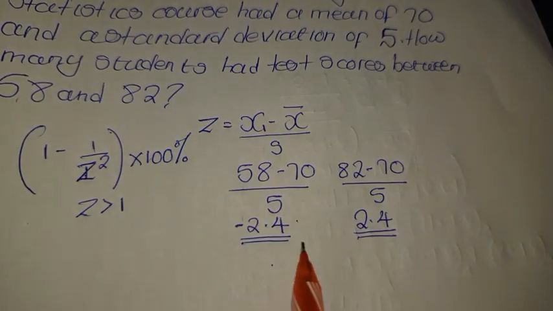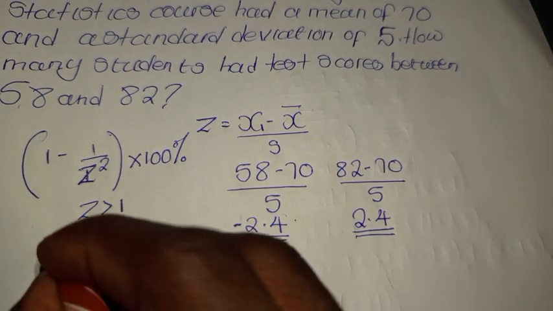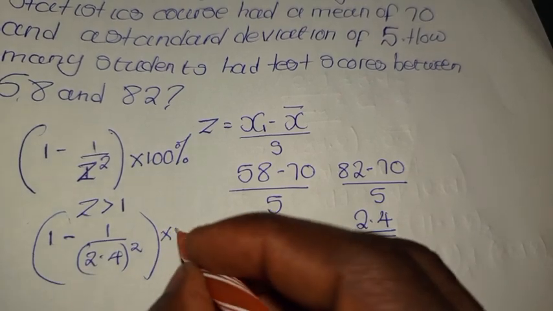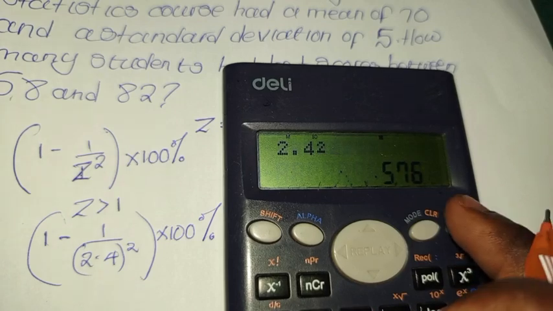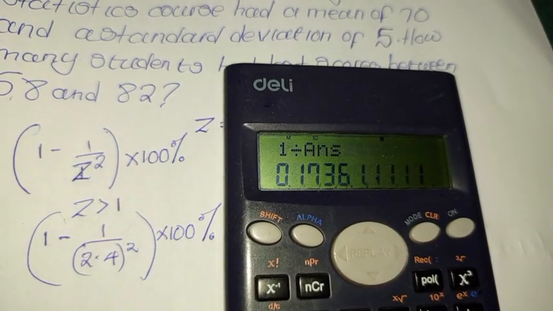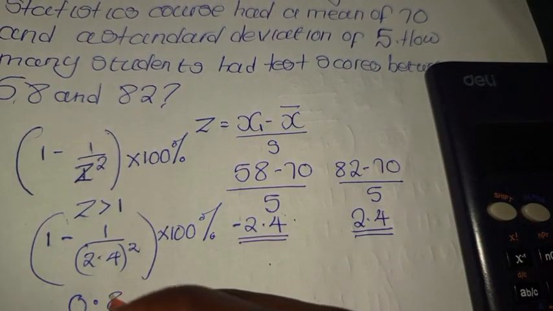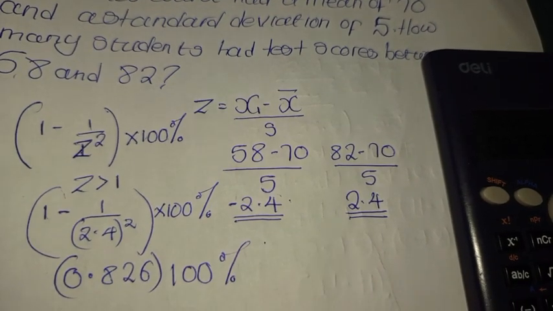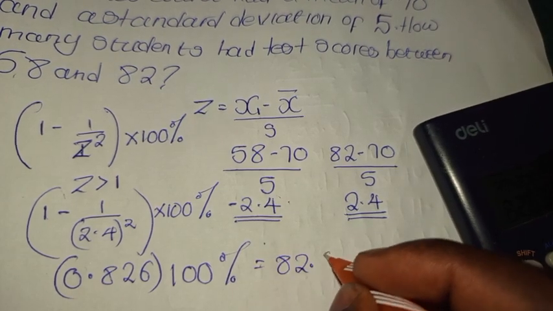If we square either of these two numbers, the resulting outcome will be the same, so we just take any of the two. So 1 minus 1 over 2.4 squared, multiplied by 100%. Remember, it is 1 divided by the answer we get from 2.4 squared, then 1 minus that answer. We get 0.826. Then we multiply this by 100%, and we get 82.6%.